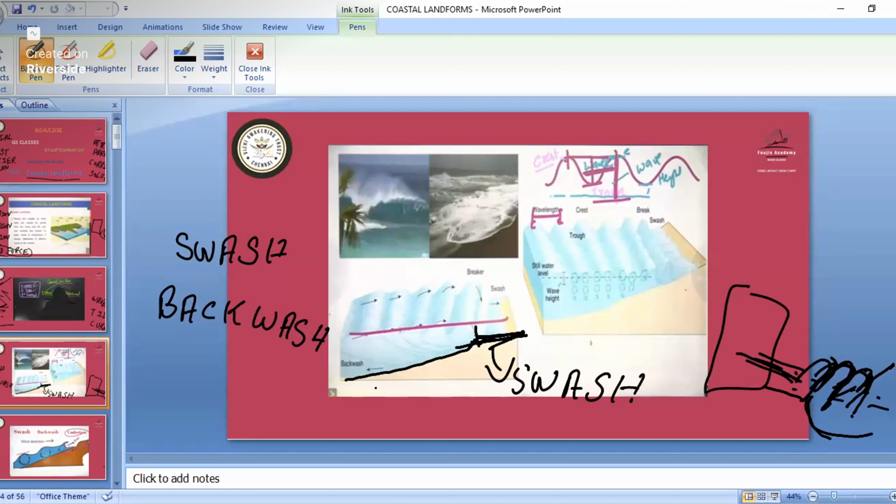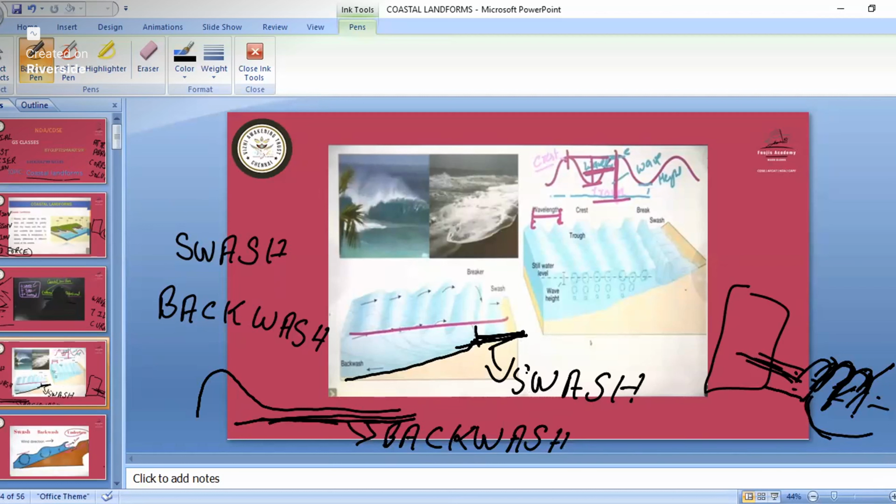Swash means what? When breaking is happening, it will go high, then it will flow, so that water will be somewhat up off the ground only. And when it is coming back, it will be touching the ground and flowing. So when it is coming back, it will have somewhat less energy than the swash water. This water is known as the backwash. This type of water flowing in the coastal area is known as the backwash.